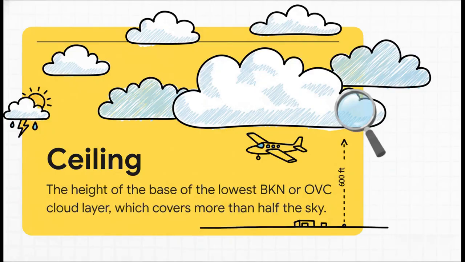And this brings us to a really critical concept for any pilot, the ceiling. The ceiling is defined as the first layer of clouds that is either broken or overcast. So in our Toronto METAR, that first broken layer is at 600 feet. That means our ceiling is 600 feet above the ground. And knowing that is absolutely vital for flight planning.